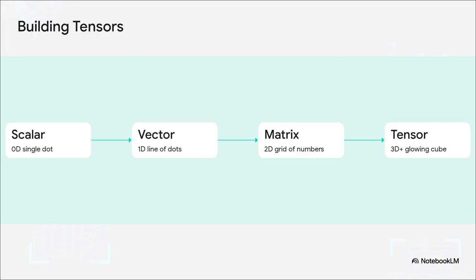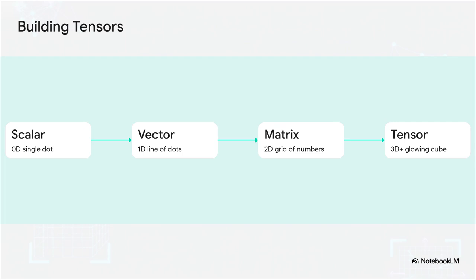Okay, let's build this up conceptually. We start with a scalar. A scalar is literally just a single number, like the number 7. It has 0 dimensions, so you can think of it as just a single dot. Mathematicians call this a rank 0 tensor. Step 2 is a vector, which is an ordered list of numbers. That adds 1 dimension, kind of like a line of dots, making it a rank 1 tensor. Step 3 is a matrix, a 2D grid of numbers with your standard rows and columns. That's a rank 2 tensor.